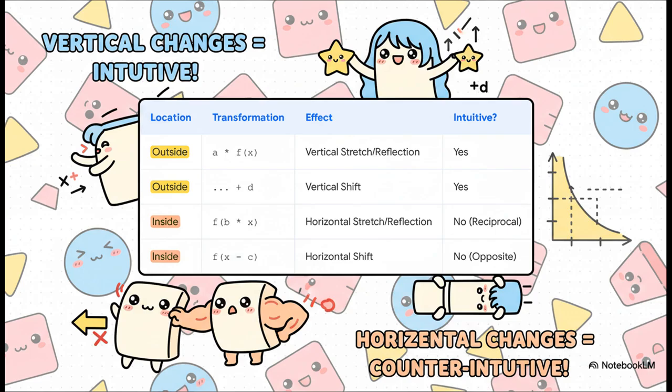This is basically the whole thing in a nutshell. This is your cheat sheet. Everything happening outside the parentheses is vertical and does exactly what you'd think. Everything inside is horizontal and does the opposite, working with reciprocals and opposite signs. If you can remember this chart, you're golden.